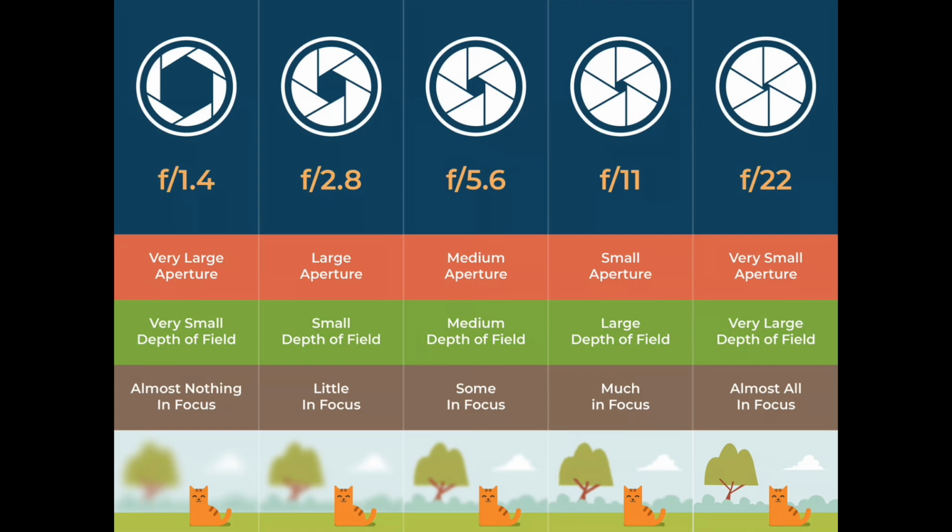And if you change your aperture to 5.6, a medium aperture, you have more depth of field and a larger part of your picture that is sharp and in focus. And lastly, if you change your aperture to f22, a very small aperture, a very large depth of field, and almost everything in your picture will be sharp and in focus.